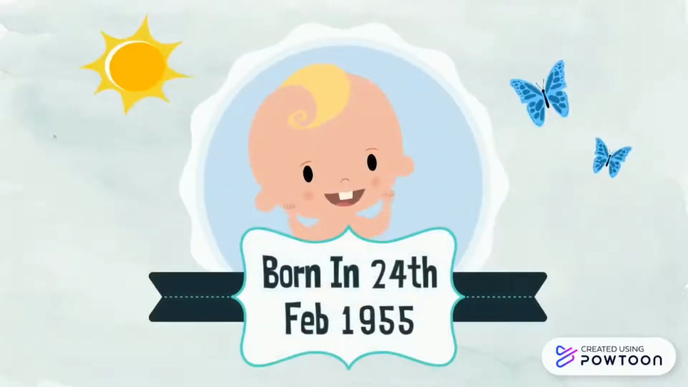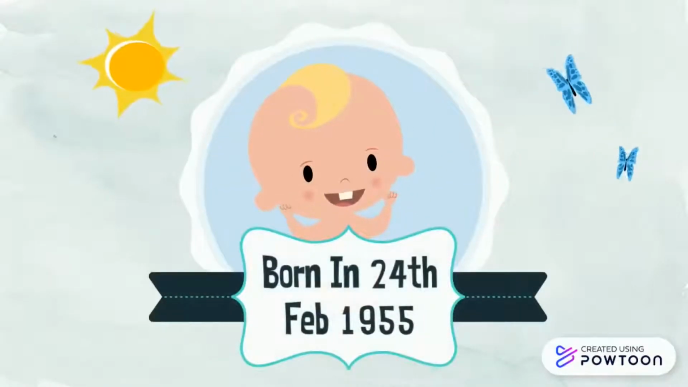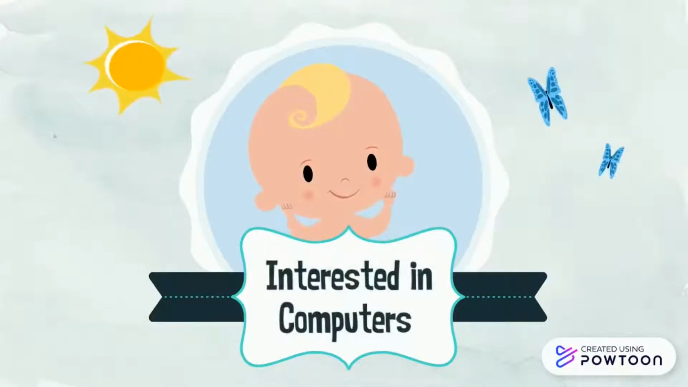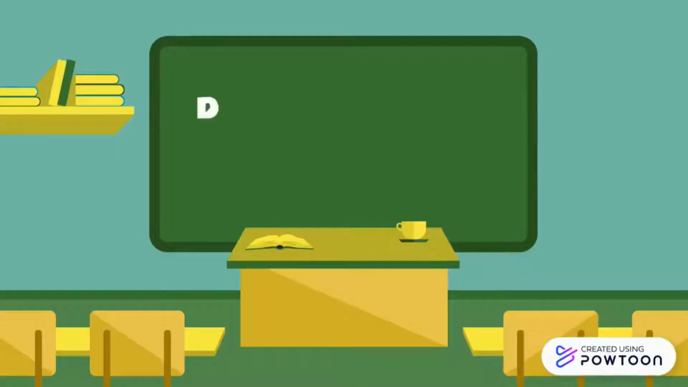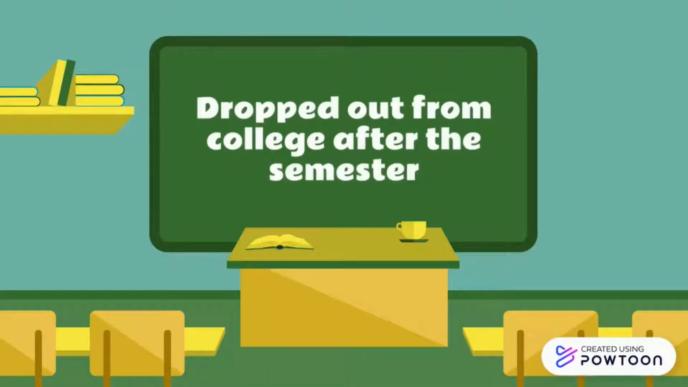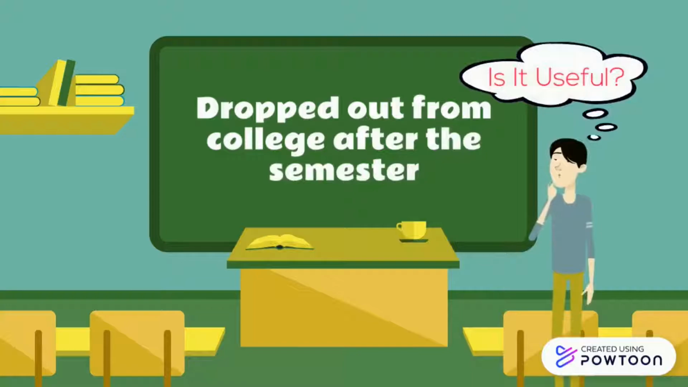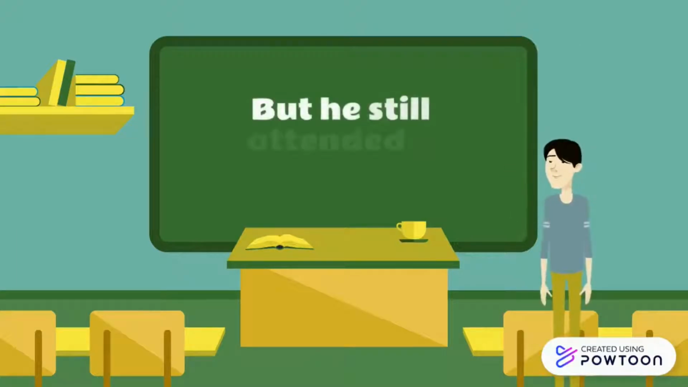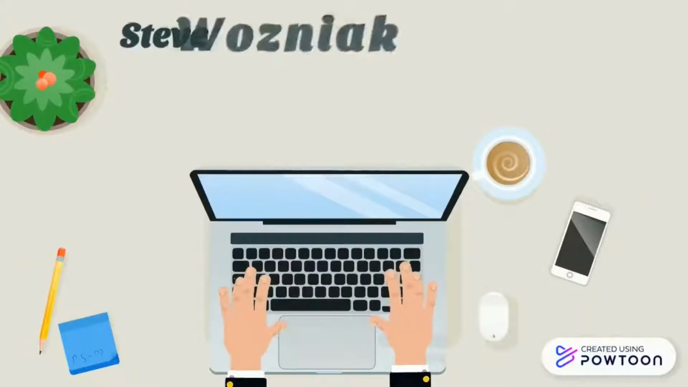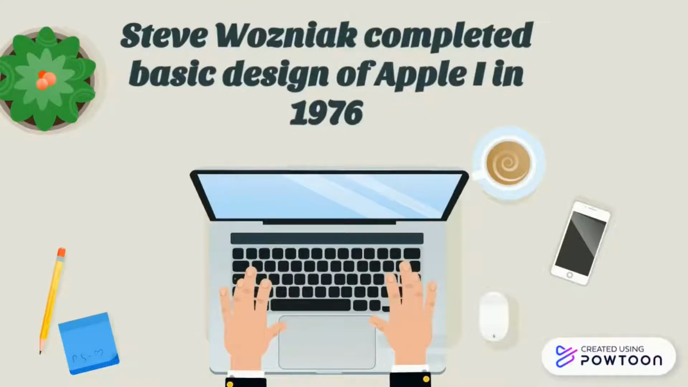He was born on the 24th of February 1955 and was adopted by an encouraging and loving family. At a young age, he developed an interest in computers. When Jobs went to college, he dropped out after the first semester without telling his parents. This was because he did not want to spend his parents' money on an education that seemed meaningless to him. Despite that, he still attended a calligraphy course, which he used in the future to create multiple typefaces for his Mac.